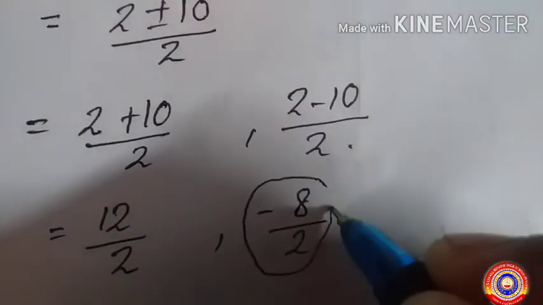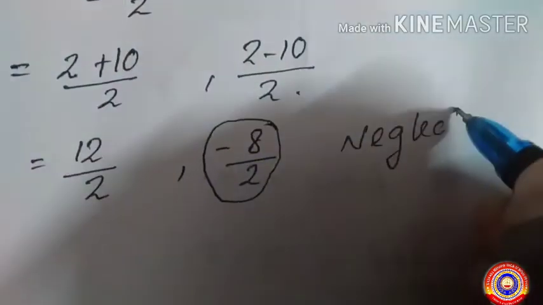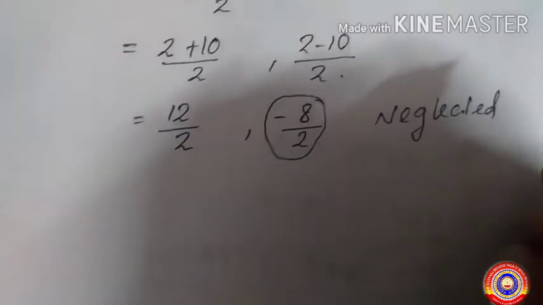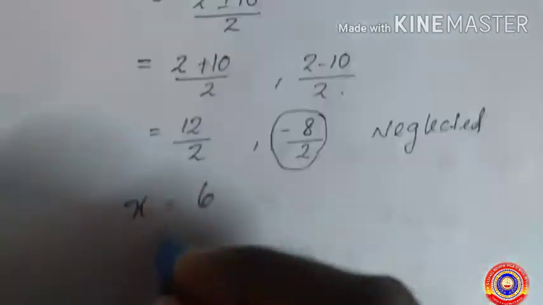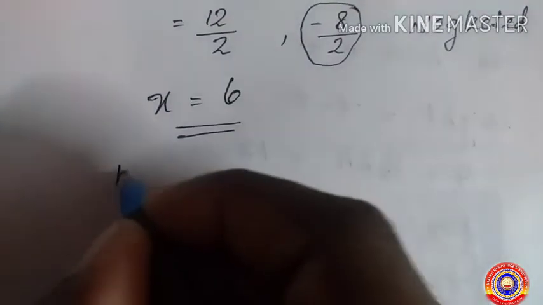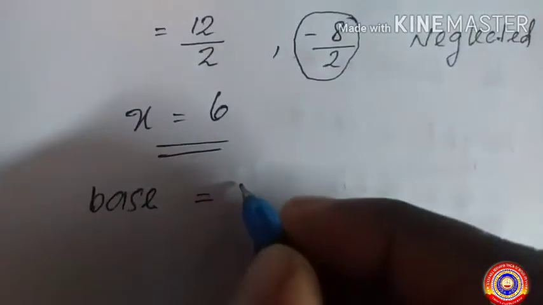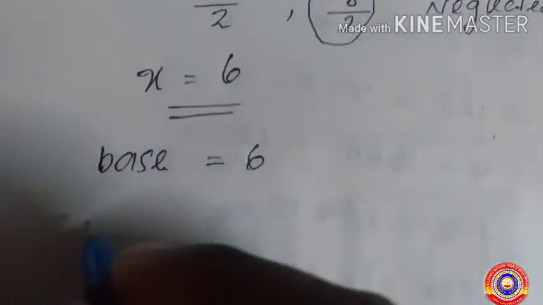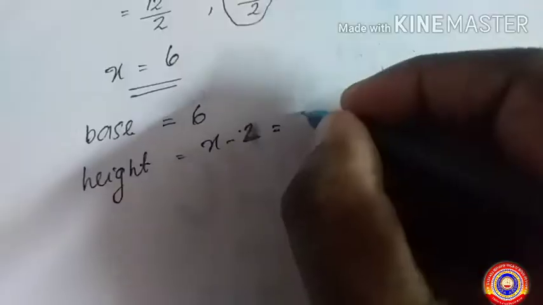Minus 8 by 2 we neglect because x means the base. Base is always positive. Okay. 12 by 2 equal to 6. That means x, the base, is equal to 6. Then what about the height? Yes. Height is equal to x minus 2, that is equal to 6 minus 2 equal to 4 meter.